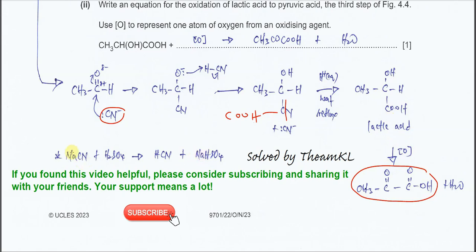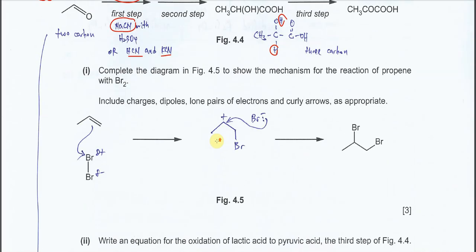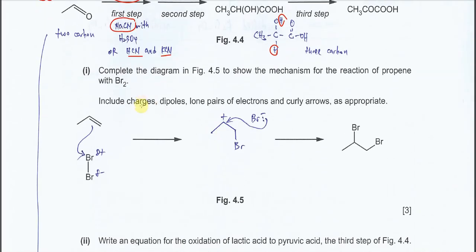Why can we use sodium cyanide with acid? Again, sodium cyanide with acid forms HCN, so the HCN can be used in the mechanism. Okay, so I hope you understand what I'm telling you. So let's start part 1.